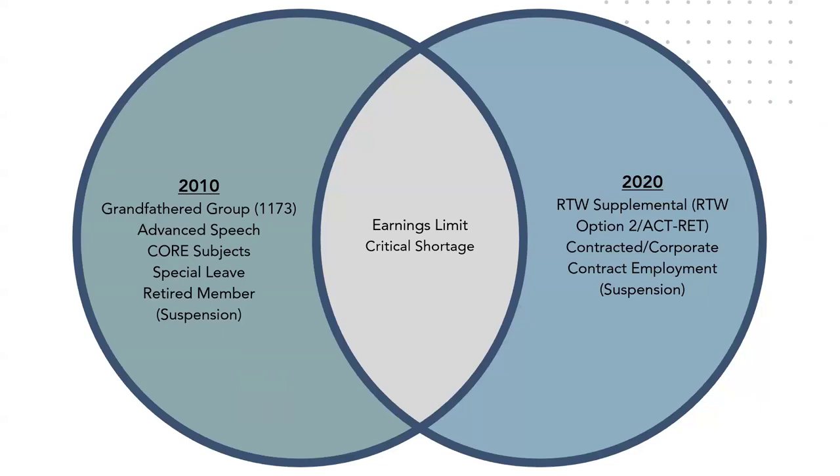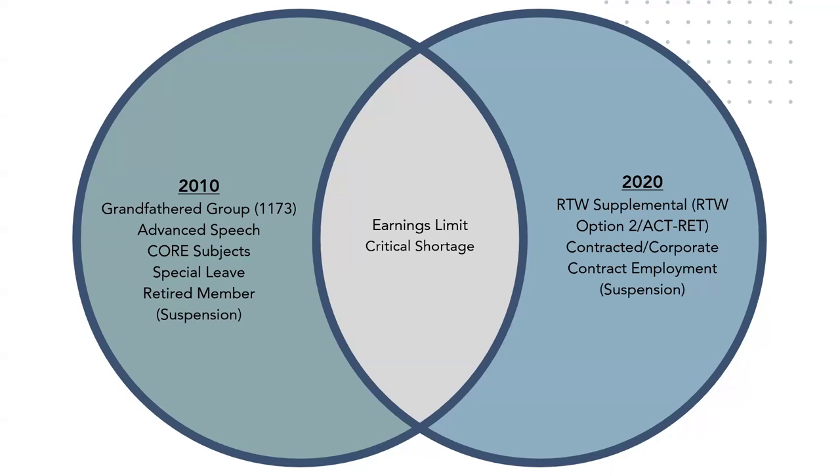The 2010 group is going to be position based, and 2020 is based on the way that these retirees are hired. And then the middle, of course, is what both laws have. 2010 specifically has the grandfather group, which is the 1173 enrollments, advanced speech, core subjects, special leave, and the retired member, which is the suspension category. 2020 has the return to work supplemental or option 2, and contract or corporate contract employment, which is the suspension in this law group.